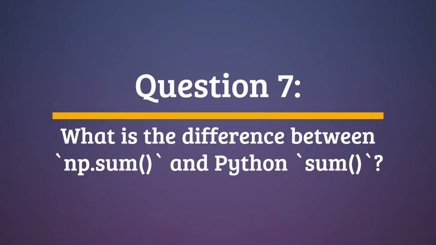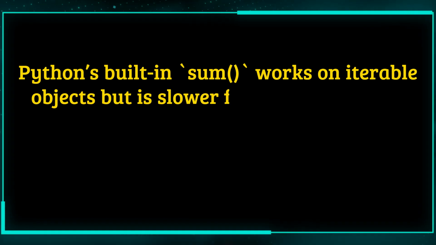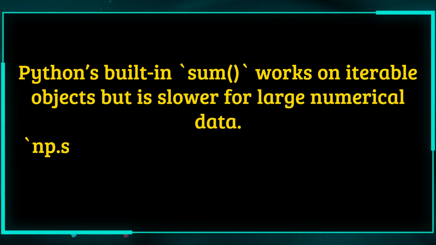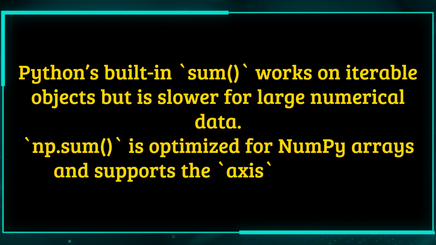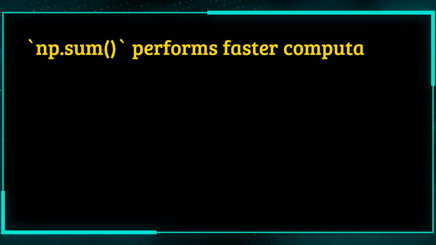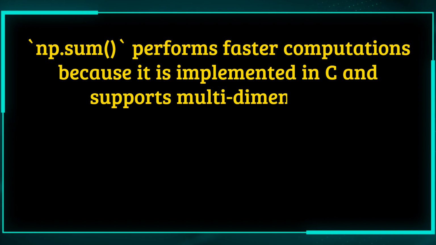Question 7. What is the difference between NumPy.sum and Python sum? Answer. Python's built-in sum works on iterable objects but is slower for large numerical data. NumPy.sum is optimized for NumPy arrays and supports the axis parameter. NumPy.sum performs faster computations because it is implemented in C and supports multidimensional aggregation.